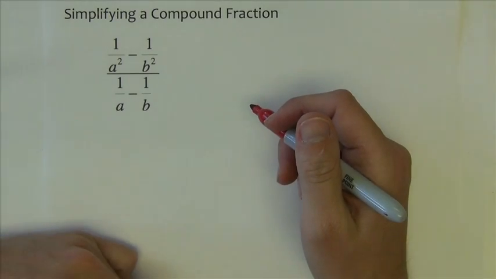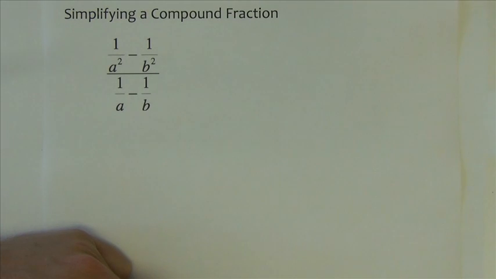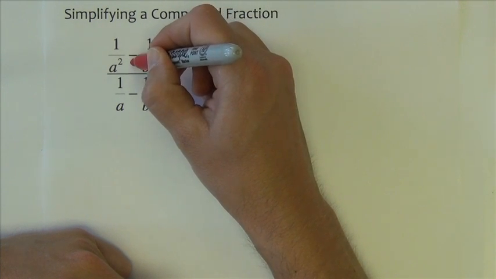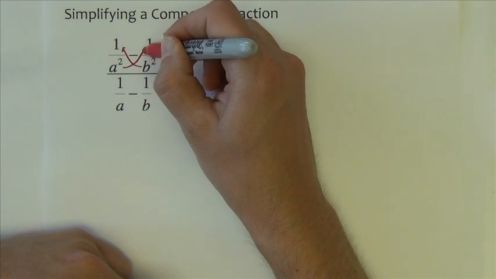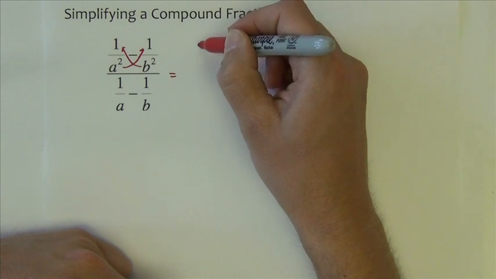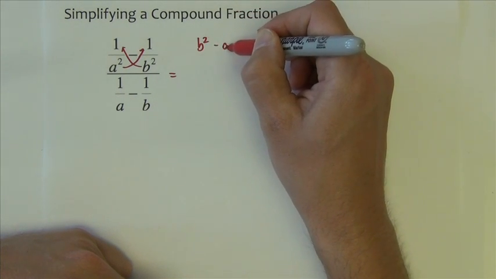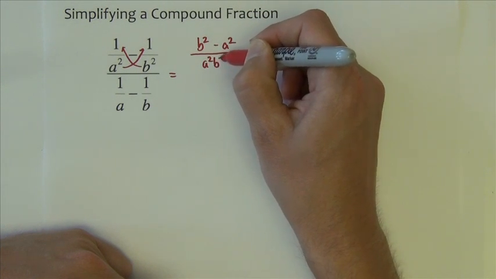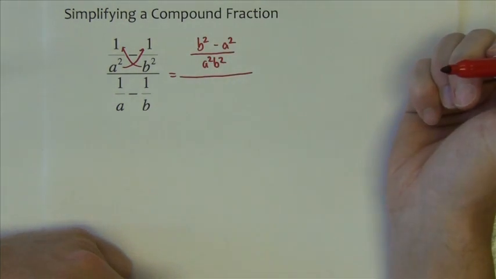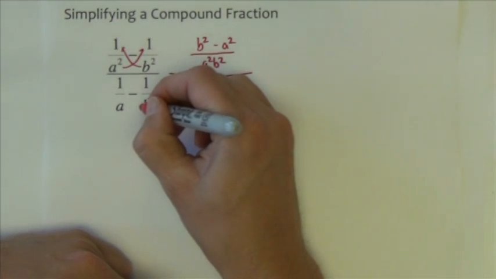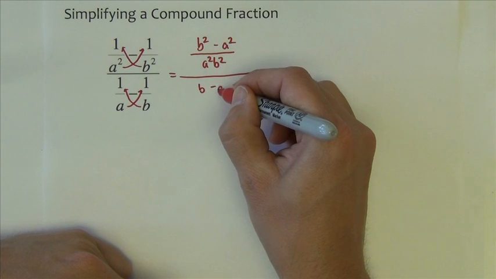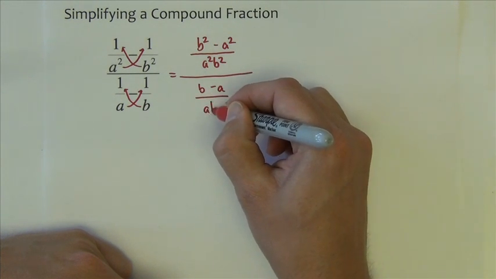Okay, one final example of simplifying a compound fraction. We'll go a little bit faster this time, as we've kind of seen the process already. First I combine the fractions on top. So this one goes here, this one goes here. This becomes b squared minus a squared over a squared b squared. And then on the denominator, this one goes here, this one goes here, so this becomes b minus a over ab.